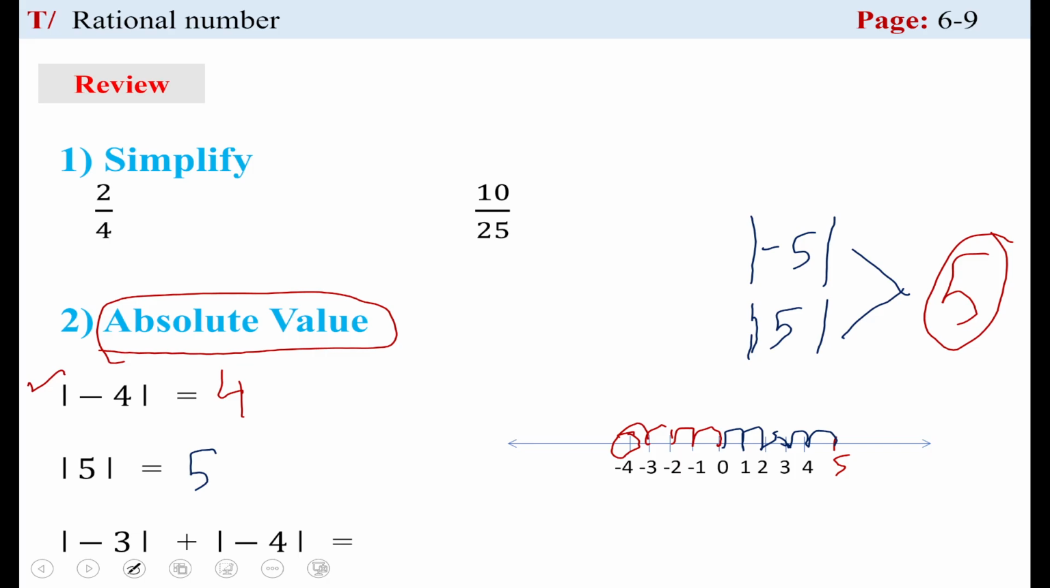Without the number line, we can just memorize that whenever we have the absolute value, there is only one answer, which is positive. And the last one, the absolute value of negative 3 plus the absolute value of 4. Take the absolute value of both numbers. The absolute value of negative 3 is 3, plus the absolute value of 4, which is 4. Adding them, it is 7, the answer.